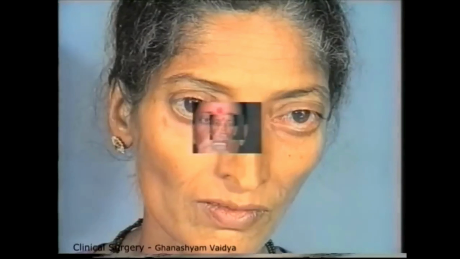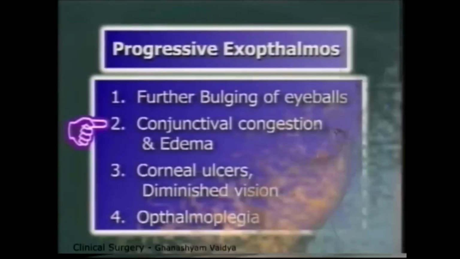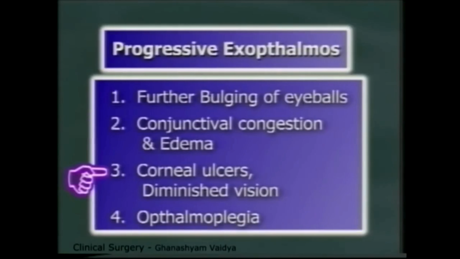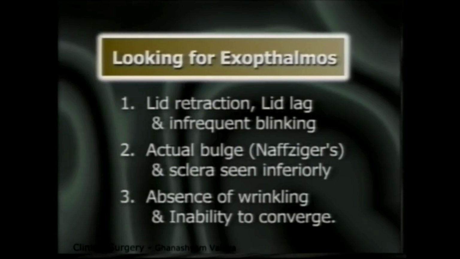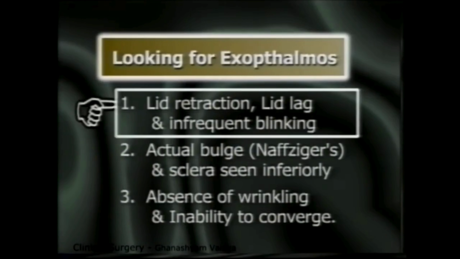With progressive exophthalmos, there is further bulging of the eyeballs with conjunctival congestion and edema. In a later stage, there are corneal ulcers, diminished vision and ophthalmoplegia or restriction of the eyeball movements. To revise, look for lid retraction, lid lag and infrequent blinking.